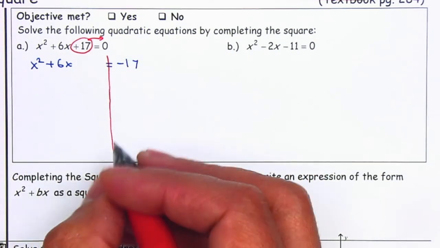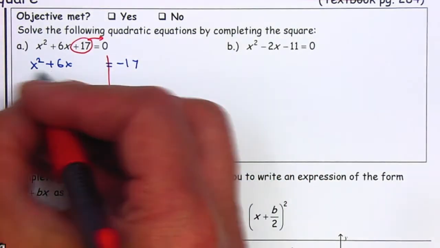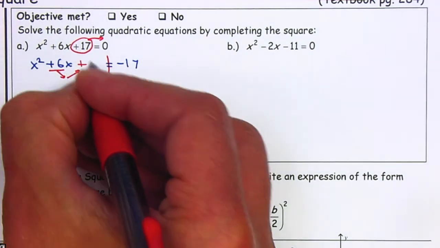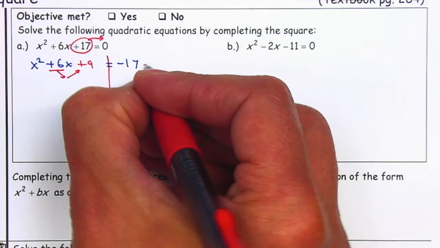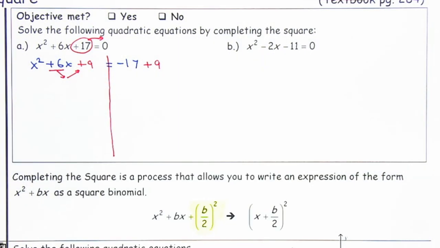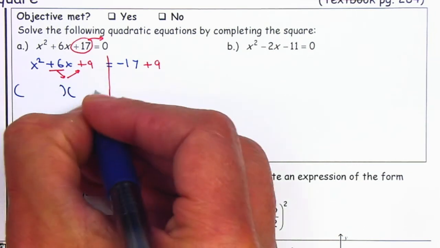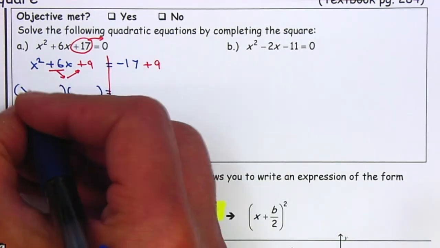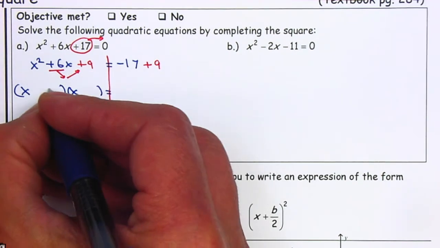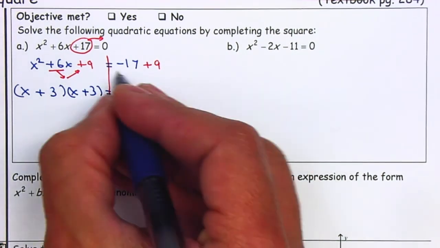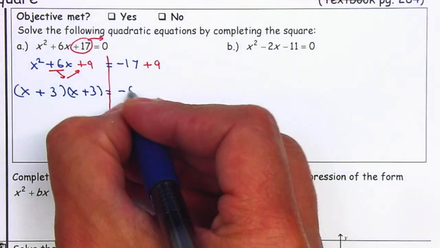Now to complete the square, you can use the formula, or just take half of 6, which is 3, and then square it gives me positive 9. And what I do on one side, I need to do to the other side. I'm going to go and factor the left hand side. Factors of x squared will be x and x. Factors of 9 will be 3, and they both have to be positive. This will give me negative 8.